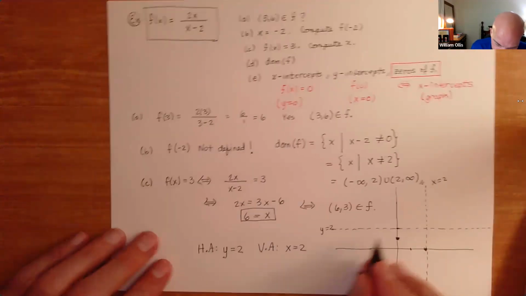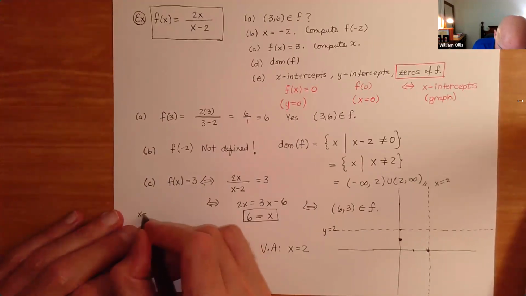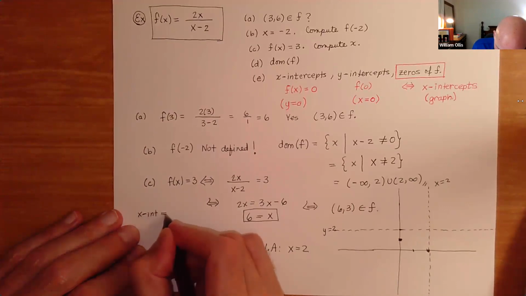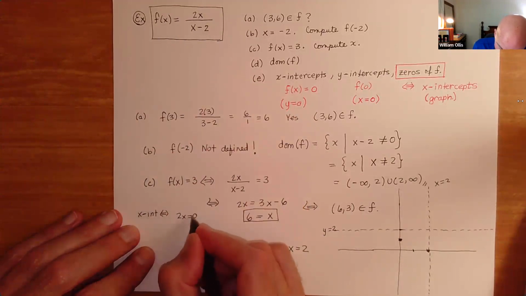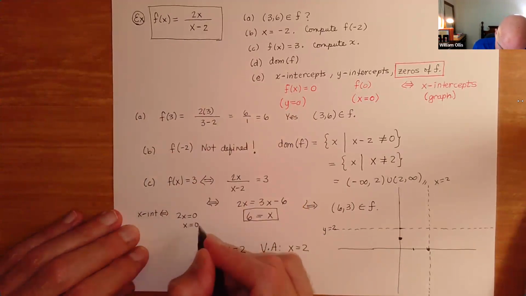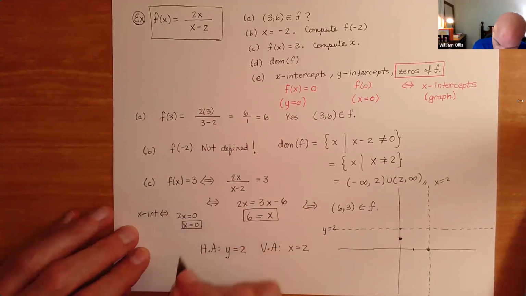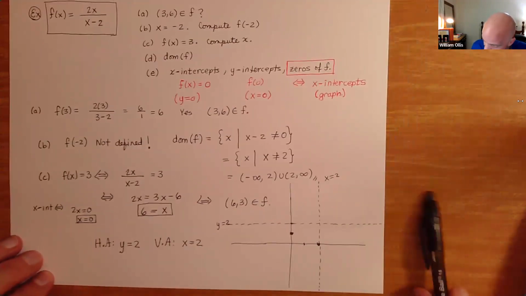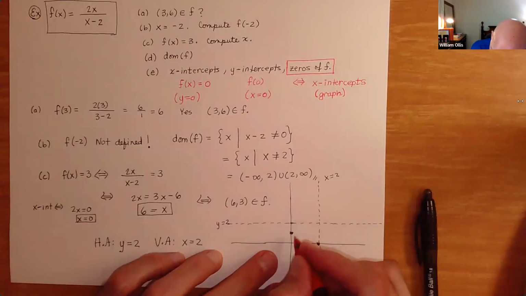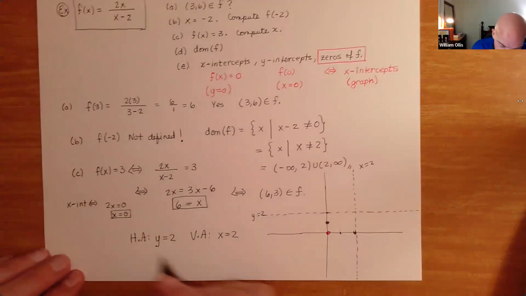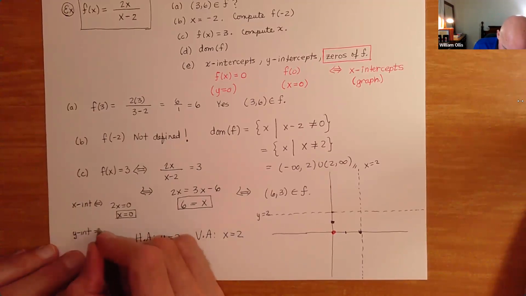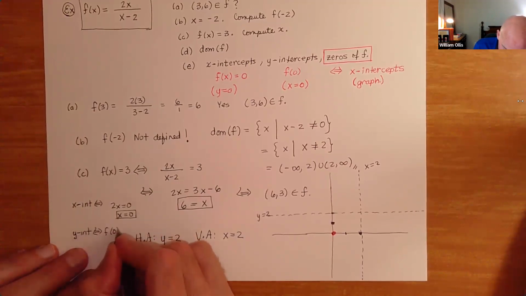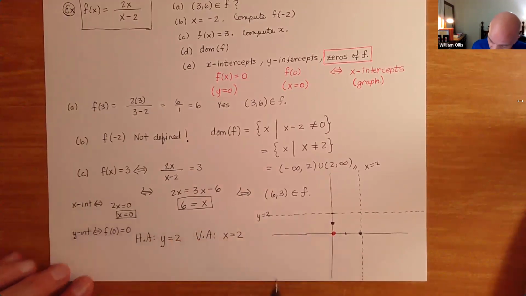Now notice, again, we have an x-intercept if and only if f of x is 0. So that just means 2x is 0. The numerator is 0. So x equals 0. So we have an x-intercept of 0. Very simple. So we can go ahead and plot that. And now notice the y-intercept is the same. The y-intercept is just f of 0. 0 is in the domain, but f of 0 is 0, so we don't get anything new there.